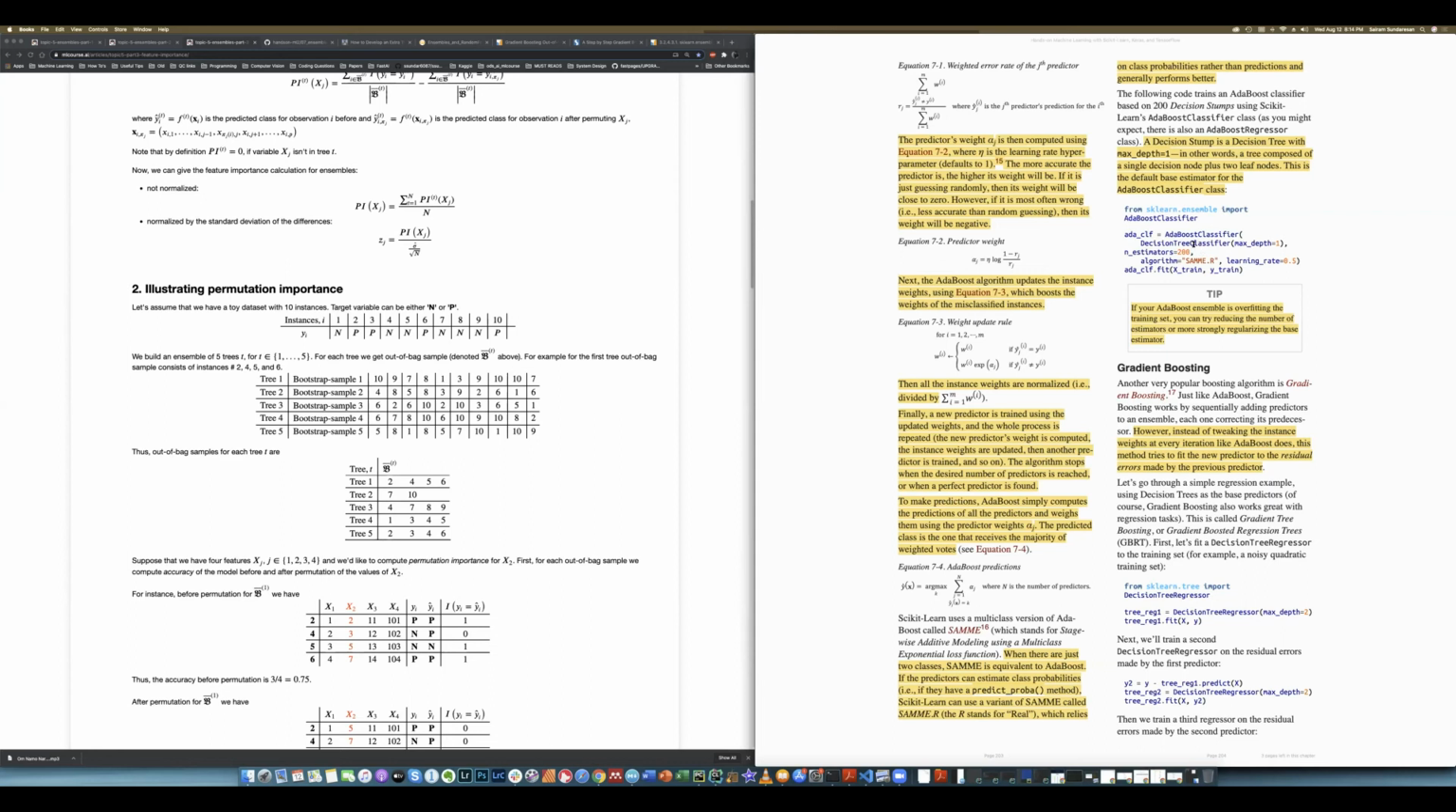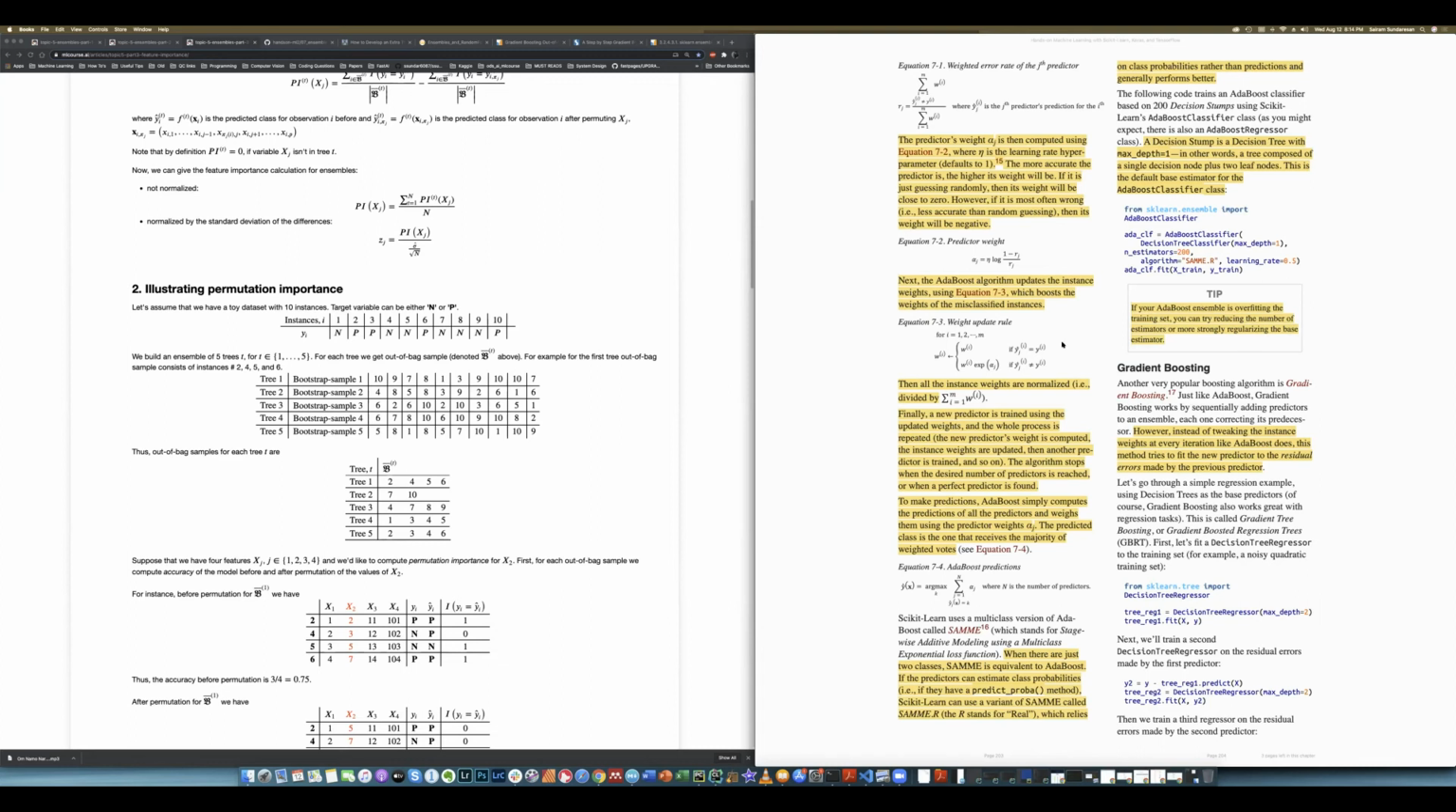But to answer your question, I think that would depend on what you are using as the individual classifiers or regressors, depending on what you're doing. One more quick question. Actually, this might answer your question: if your AdaBoost ensemble is overfitting the training set, you can try reducing the number of estimators or more strongly regularizing the base estimator.